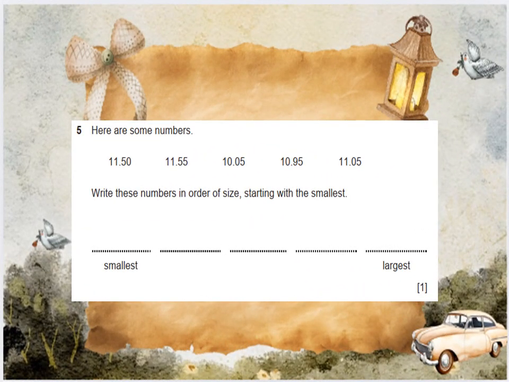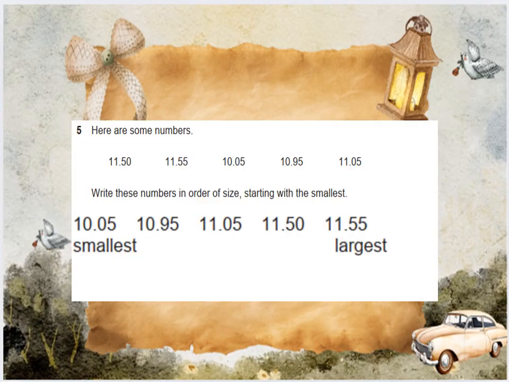Here we have to order these numbers from the smallest. As you know, the smallest number here is 10.05, 10.95, 11.05, 11.50, and then the largest is 11.55.